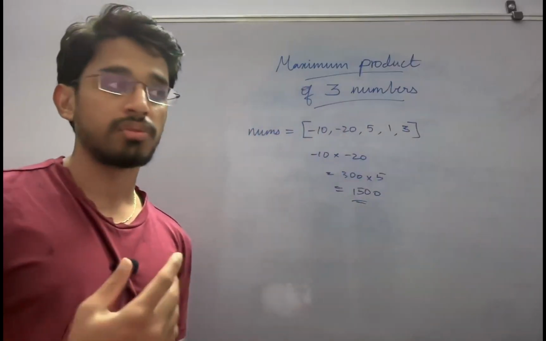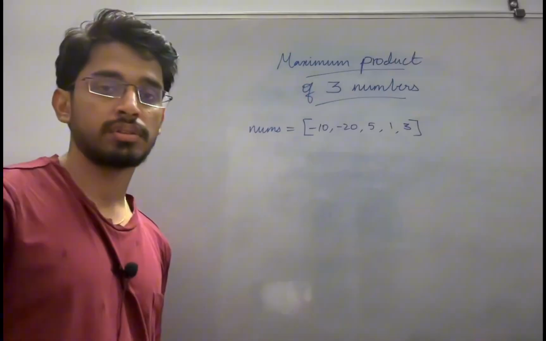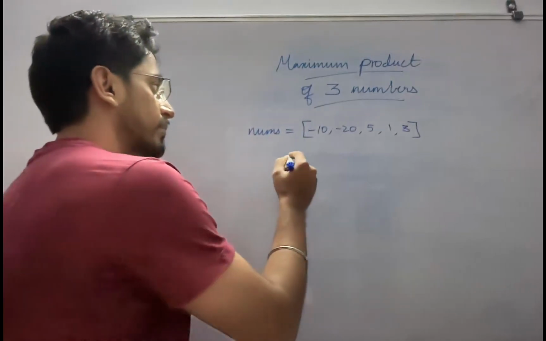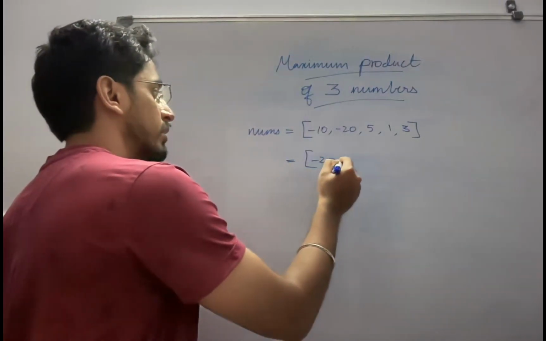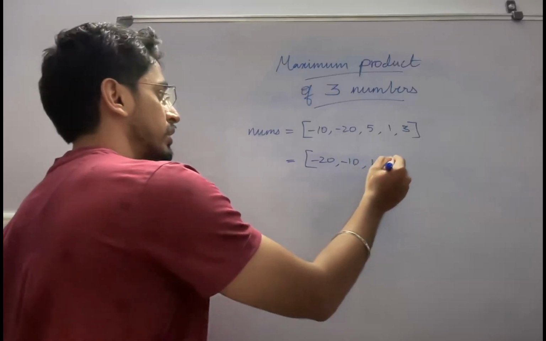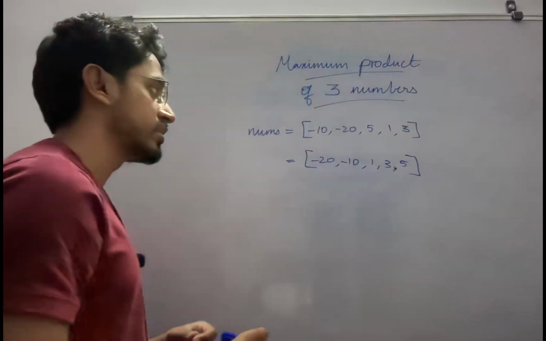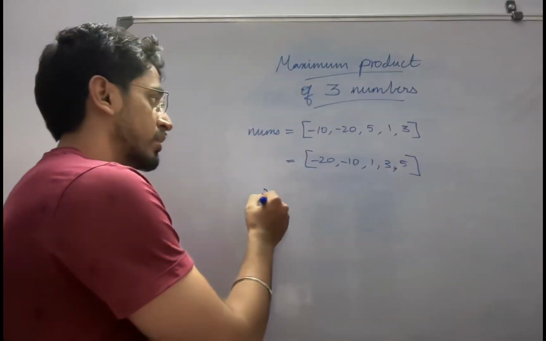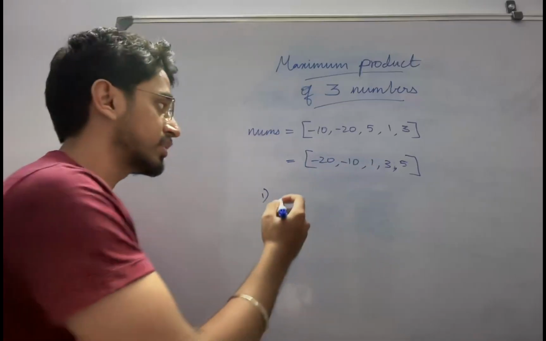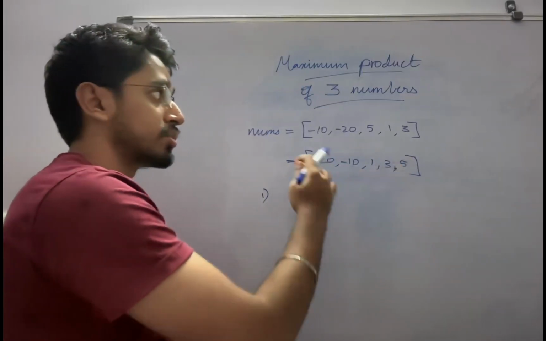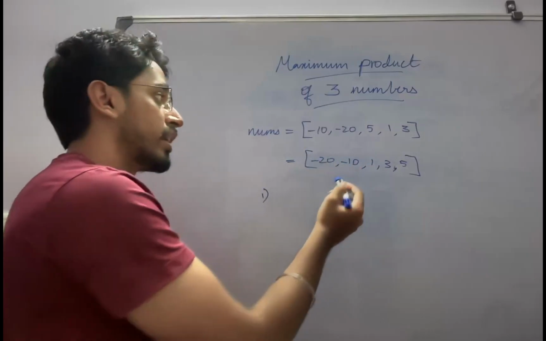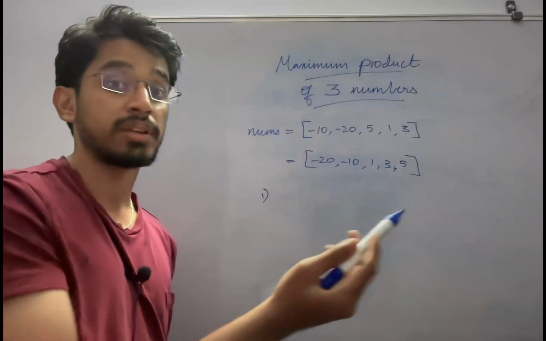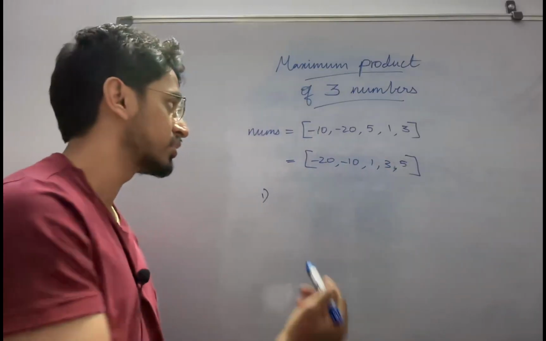Okay, so how do we solve this? So what logic do we apply? So one thing we can do over here is we can sort the given array. Okay, so by sorting, this would become minus 20, minus 10, 1, 3 and 5. Okay, so this is the sorted array, and here we just need two solutions. So the first one is the first two elements, so that is the negative ones, and multiply that to the positive one. So we just did that, right? So negative into negative becomes positive, and we multiplied that to the maximum value, right? So if you multiply to the maximum value, it will give us the maximum result. So that is one approach.